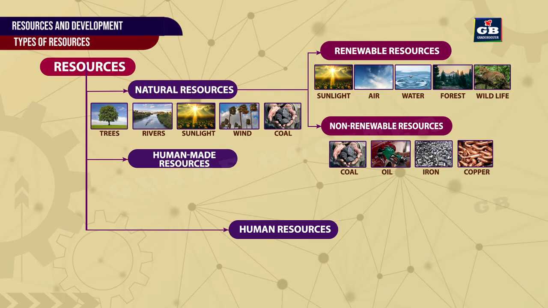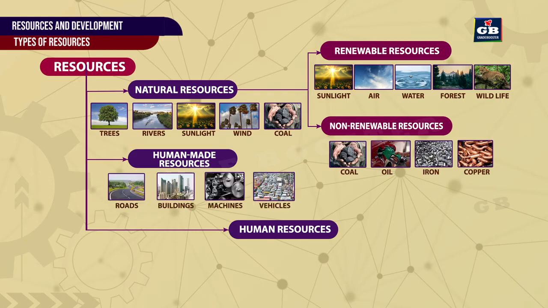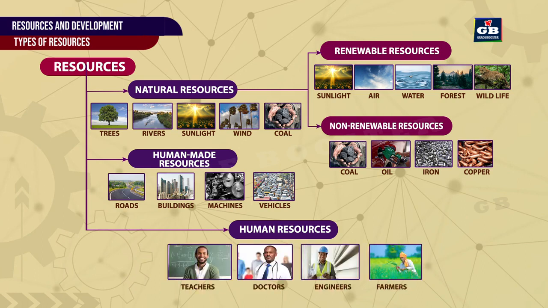Human-made resources. These resources are created by people by modifying natural resources. Example: roads, buildings, machines, and vehicles. Human resources. Skills, knowledge, and abilities of people are called human resources. For example, teachers, doctors, engineers, and farmers.